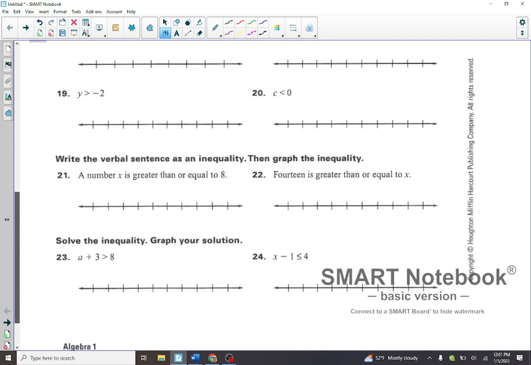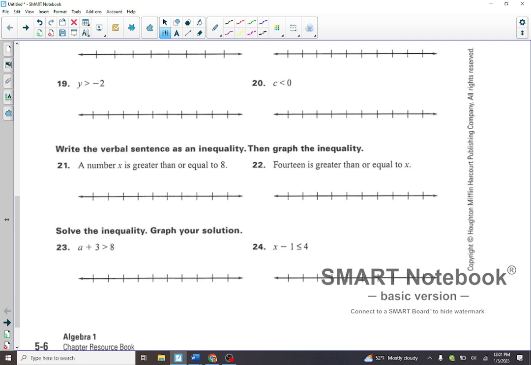Number 21 is asking you to put it from words into inequality. I will give you 2 or 3 of these, so be able to translate from words to inequality. X is greater than or equal to 8.